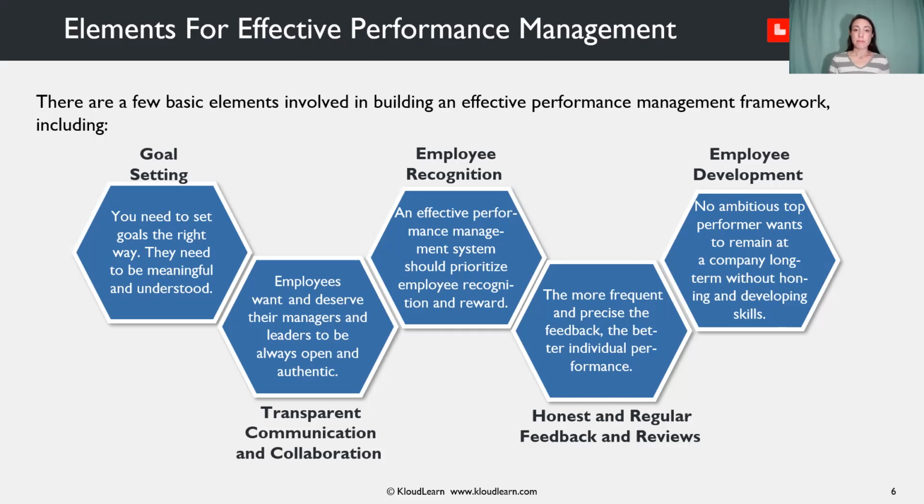Employee recognition. An effective performance management system should prioritize employee recognition and reward. Honest and regular feedback and reviews. The more frequent and precise the feedback, the better individual performance. And employee development. No ambitious top performer wants to remain at a company long-term without honing and developing skills.